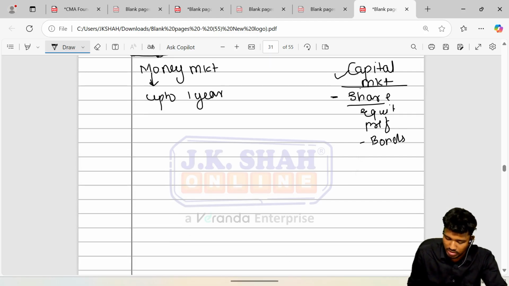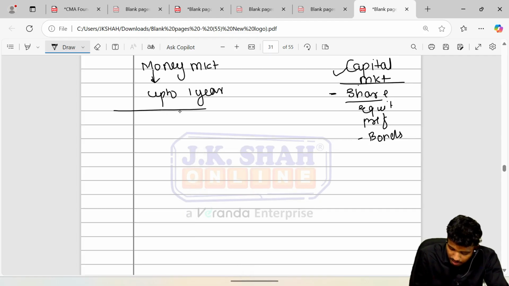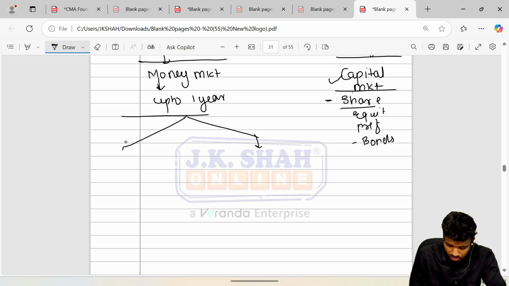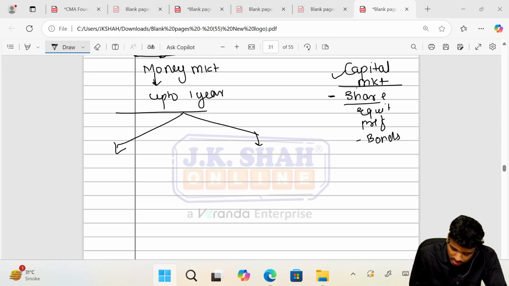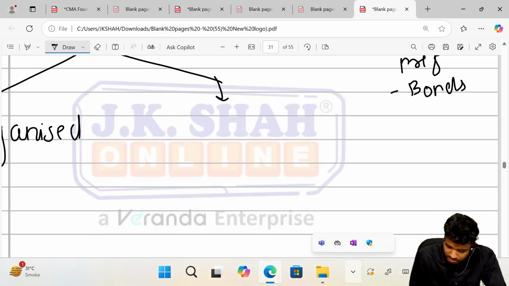Okay, moving forward. Money market also has types, that is, two types of money market exist. One is the organized money market and the other is the unorganized money market.